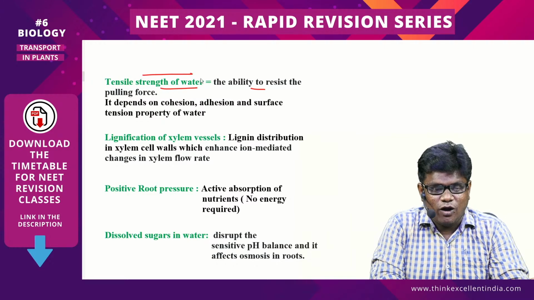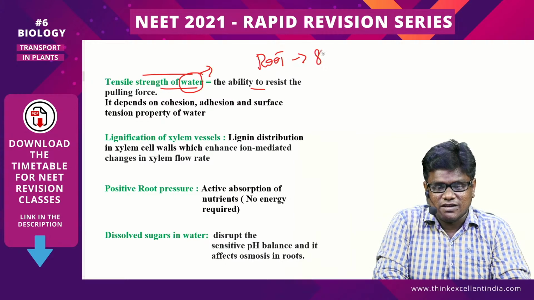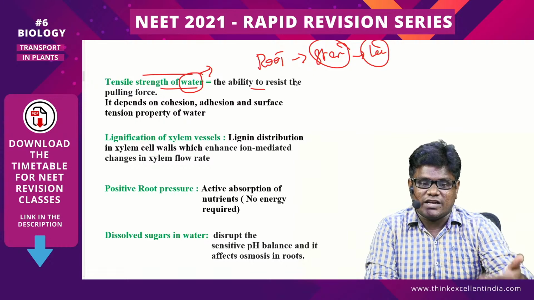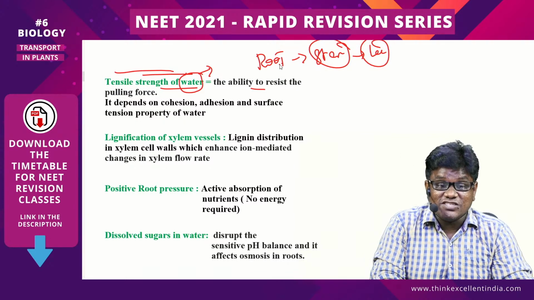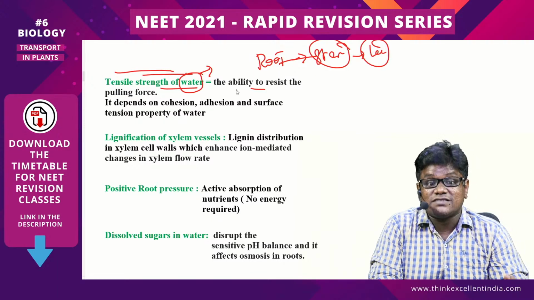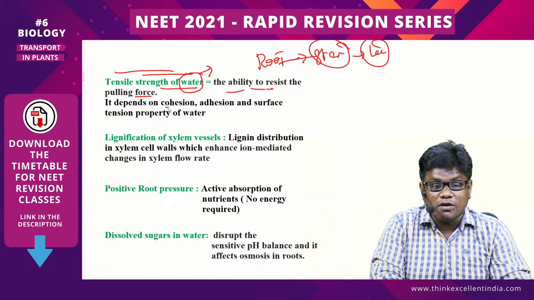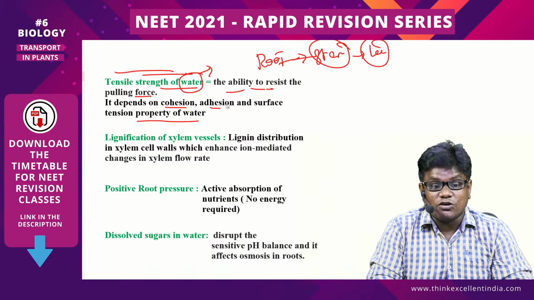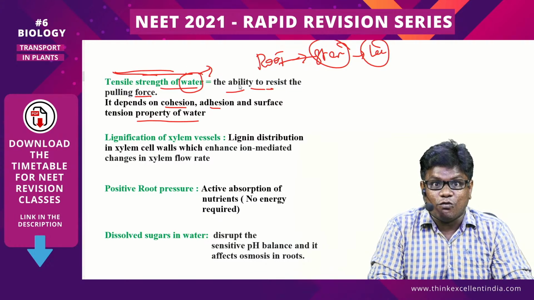See, the water content moves from the root system to the stem region, and from there it moves to the leaf region. This is the normal process. Many processes are happening within this. And what is the tensile strength of the water? The water which is moved inside a plant system has some ability to resist the pulling force. And it depends upon the cohesion and adhesion properties of water. So mainly through the cohesion adhesion process, the tensile strength continues in water.